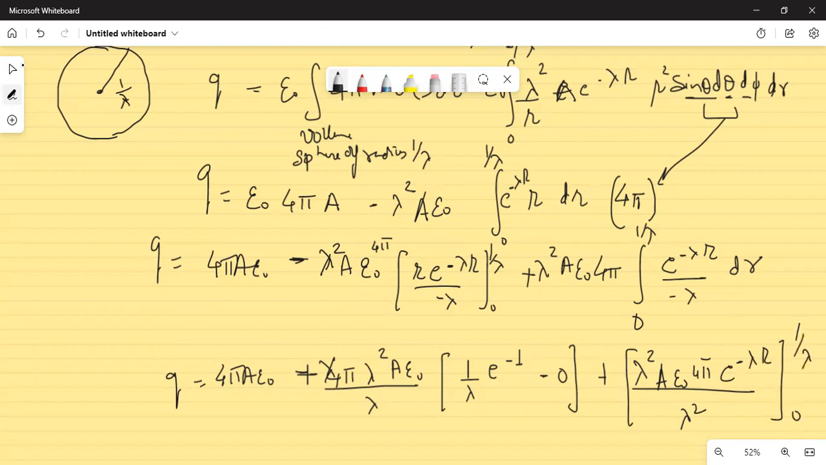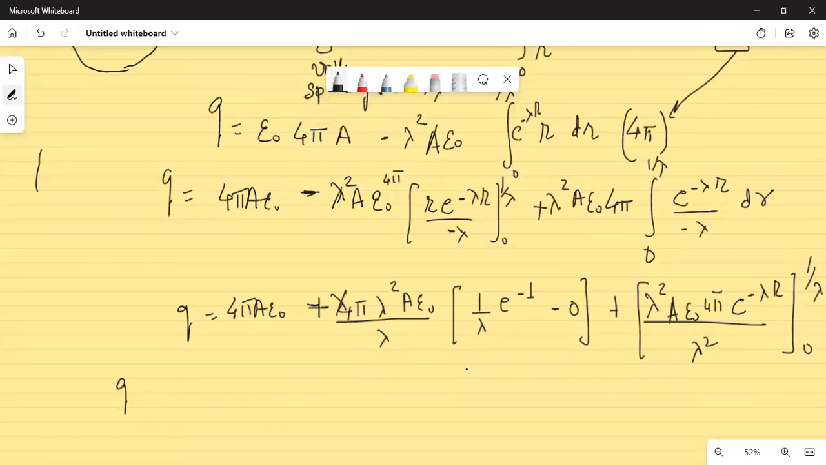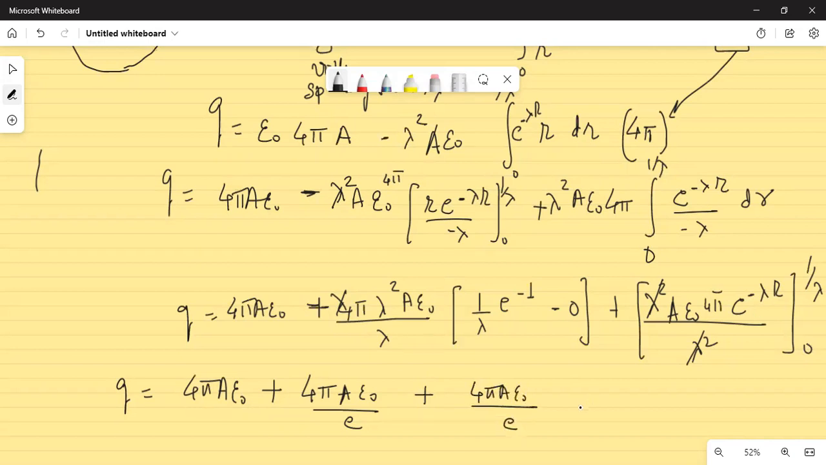So again, if I take the last integral, all these things are as they are, I'm copying them. This will be 4 pi a epsilon naught upon e, then this is 0, forget about it, plus this lambda square will cancel, and if I place 1 upon lambda, it will come as 4 pi a epsilon naught upon e, and if I place 0, it will be minus 4 pi a epsilon naught. So both of these terms will get cancelled, and the total charge enclosed will come out as 8 pi a epsilon naught upon e.